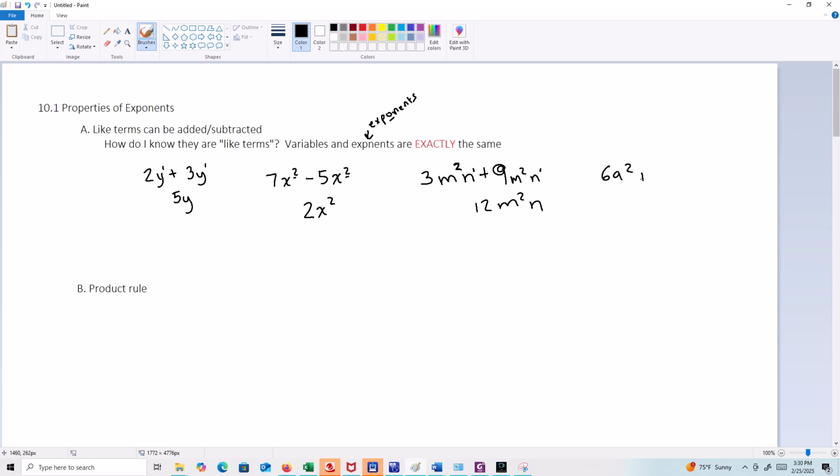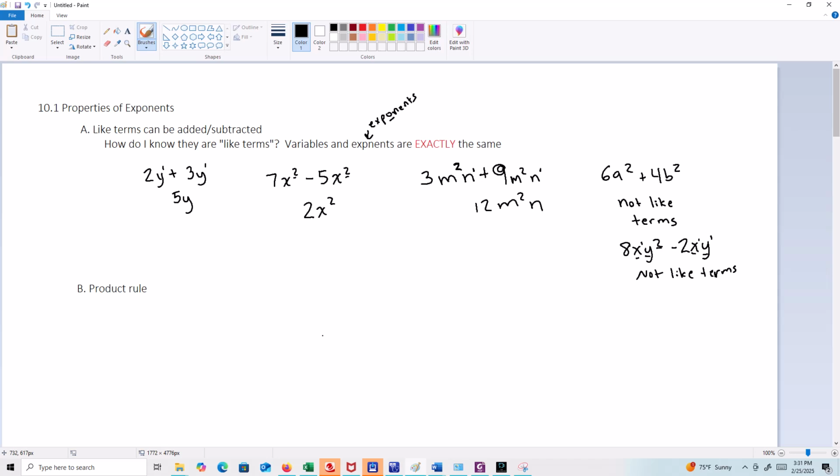6a squared plus 4b squared. Well, our exponents are the same, but our variables are not. So these are not like terms. And then one more example, 8xy squared minus 2xy. Our x and y variables are the same, but our exponents on those variables are not the same. The x has a 1, which is good, but the y has a 2 on the left and a 1 on the right. So these are not like terms, and you cannot simplify them.